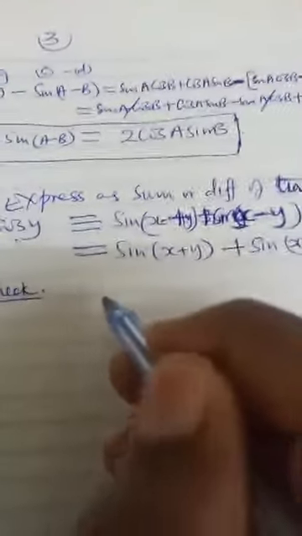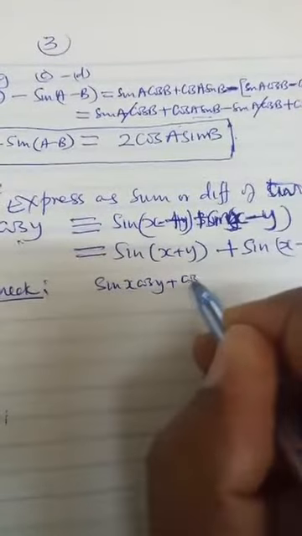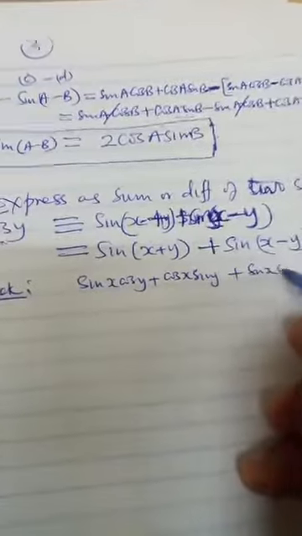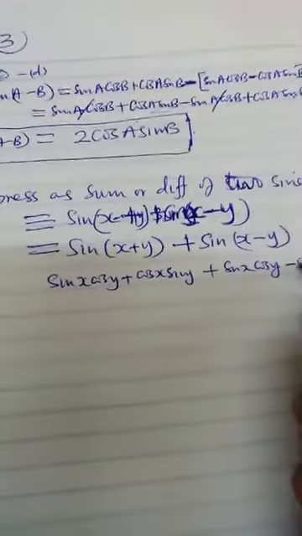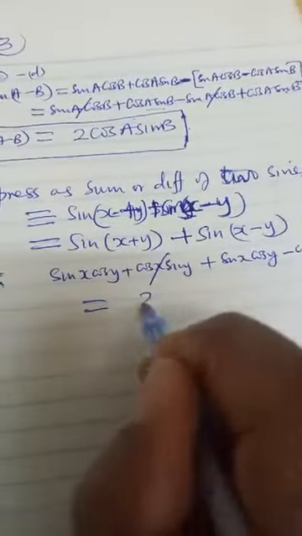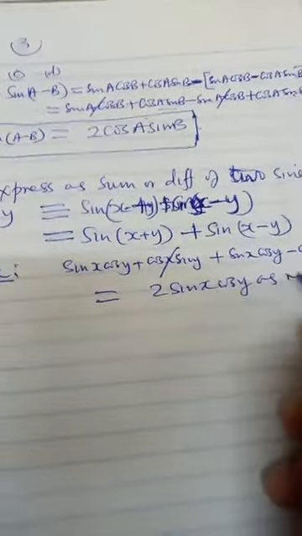If you want to cross-check, you are supposed to expand the right-hand side to see, does it give me this? You cross-check by saying this is sine x cos y plus cos x sine y plus sine x cos y minus cos x sine y. You notice that this and this will cancel, and this gives you 2 sine x cos y indeed as required if you are cross-checking.